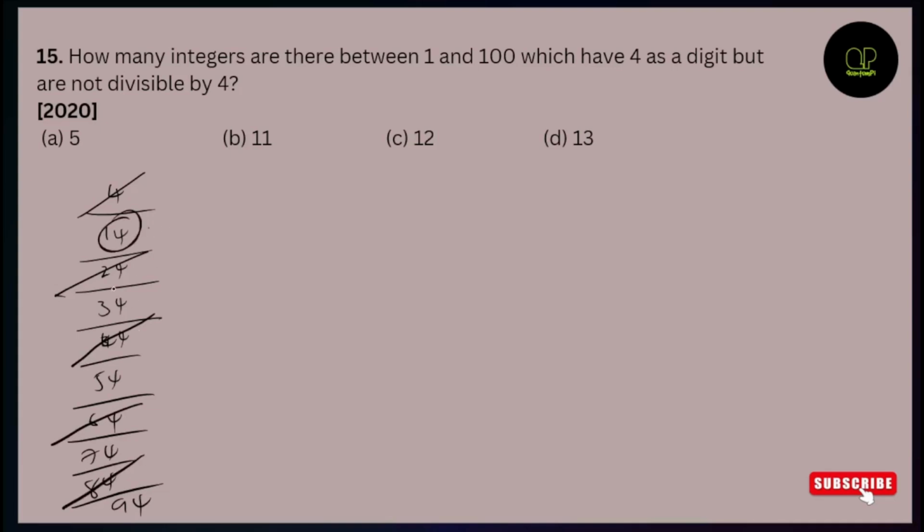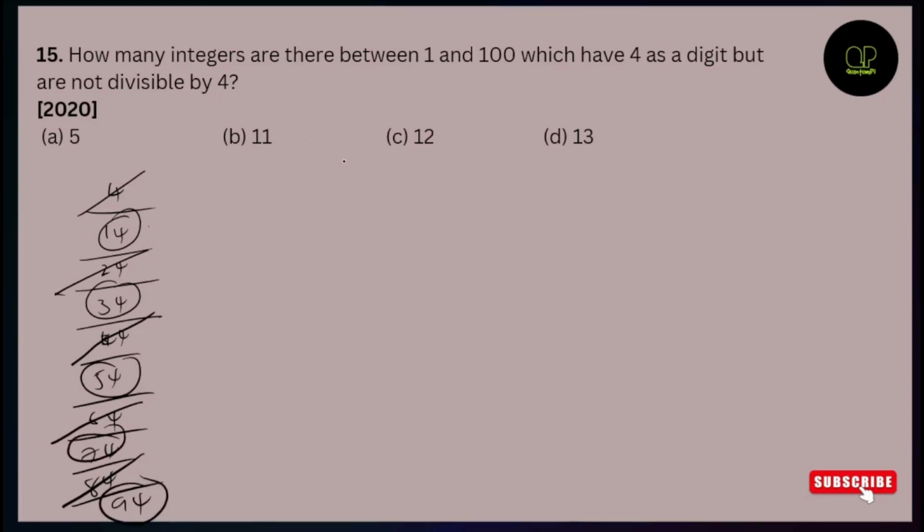1, 2, 3, 4, and 5. You have got 5 numbers till now. And also, all the numbers in the 40s are numbers which have 4. So 41, 42, 43, 44, 45, 46, 47, 48, 49. All right. So this is divisible here and this is also divisible.